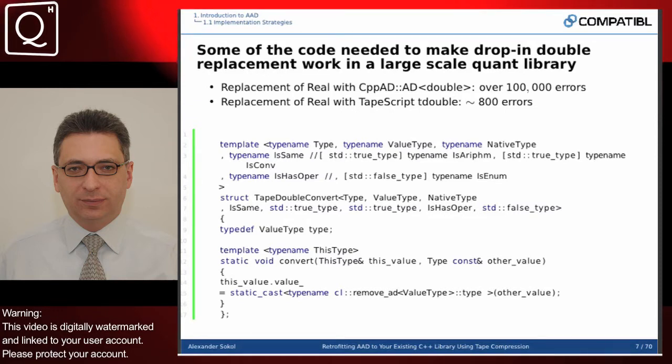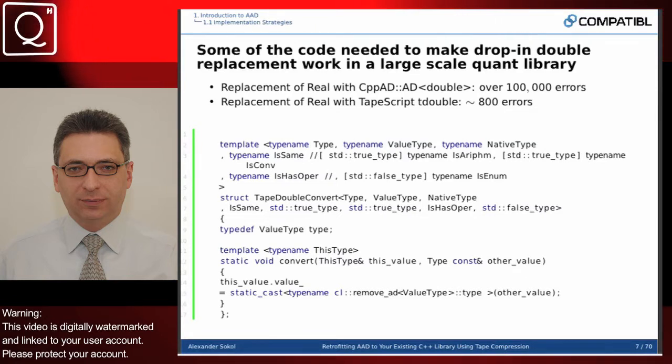So the difference between the library that we have developed and CppAD, which is the library it uses as a backend, is that if you drop the CppAD variable type into QuantLib, you get 100,000 errors.